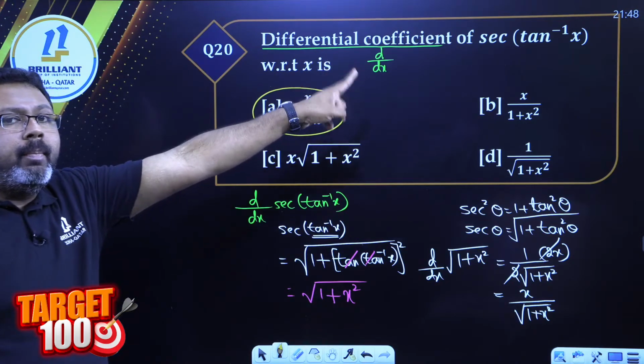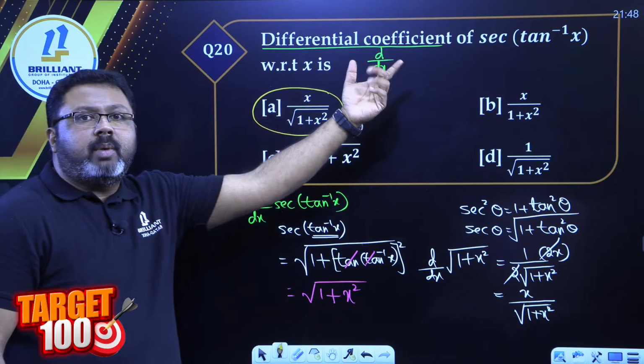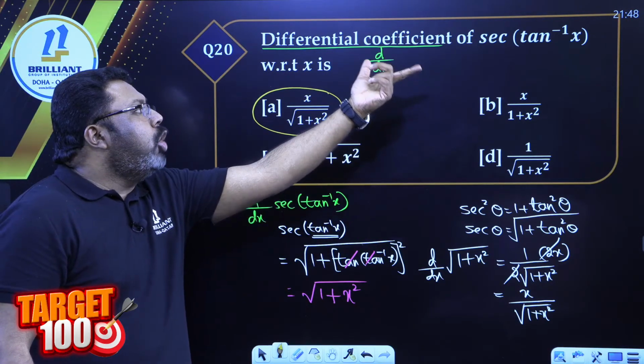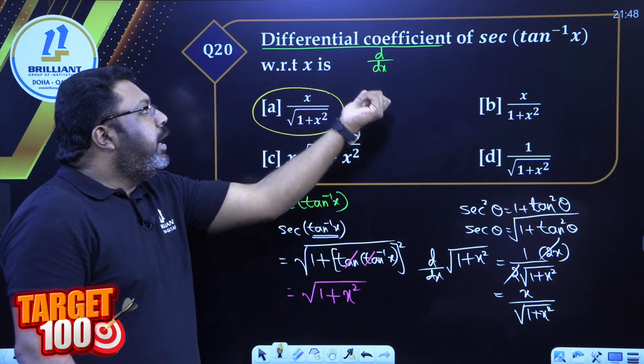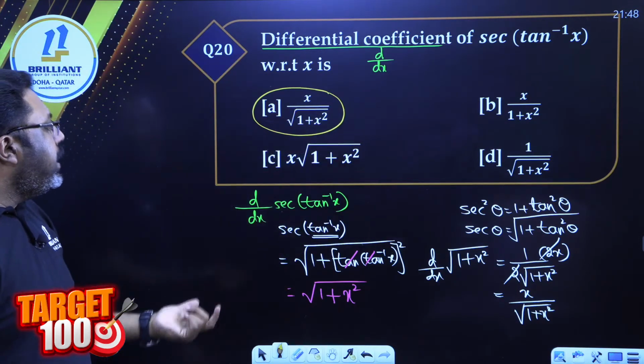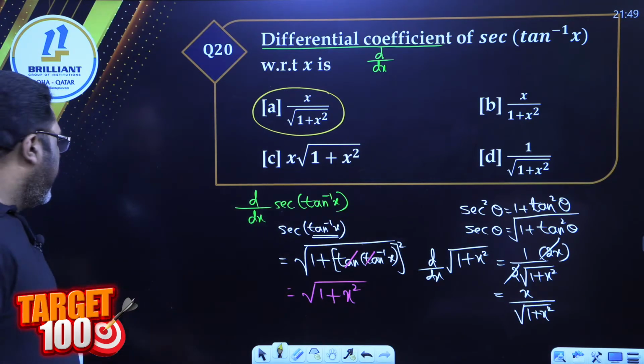Okay, it's a very, very important question. Please try to understand what's happening here. I'm not trying to do the derivative right away. I'm reducing that inverse form into a simple x term and then doing it. Okay, moving on, my dear students.